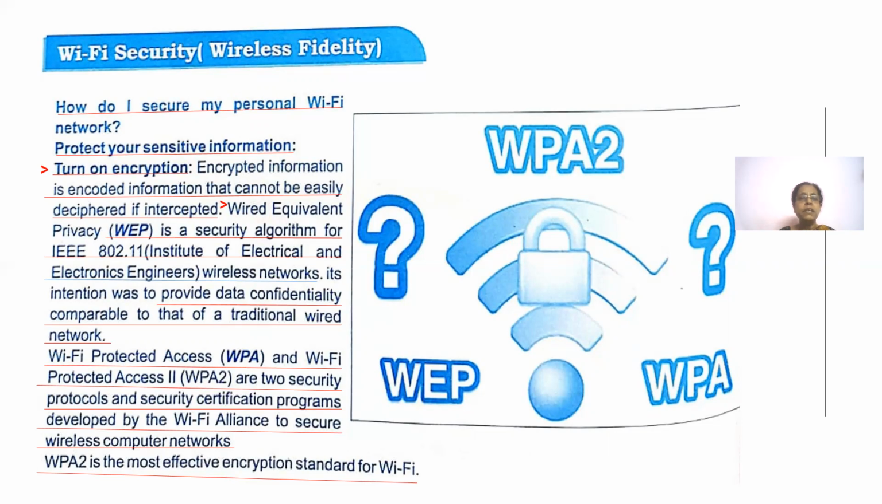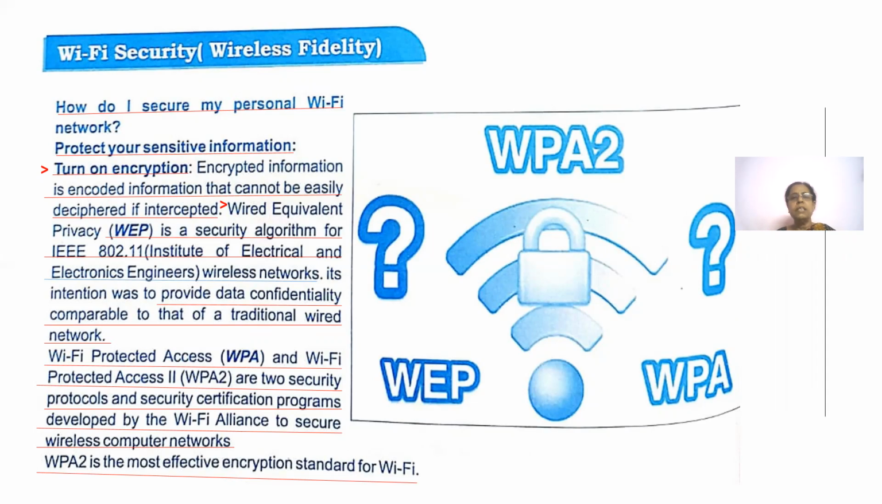Encrypted information always appears as encoded information, and it cannot be easily decrypted if it is intercepted. Intercepted means if anybody is trying to read it before it reaches you, or even if the information has reached you, but somebody is trying to check what information it is.